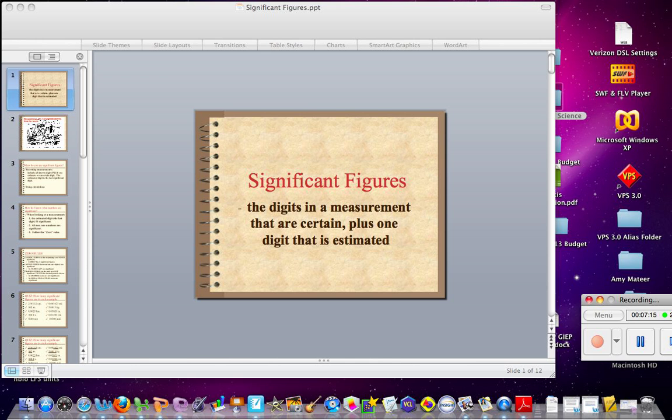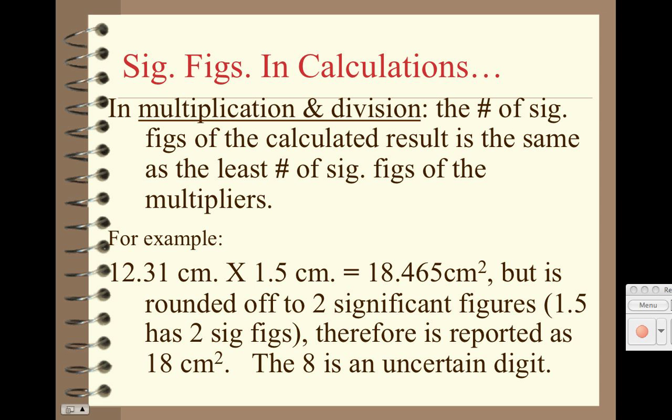So my significant figures, in this case, this has 4 significant figures and this has 2 significant figures. So since the smaller of the 2 has 2 significant figures, I'm going to round this number off to 2 significant figures. So I would round this number off as 18 centimeters squared. Okay? This is a known value, this is uncertain.